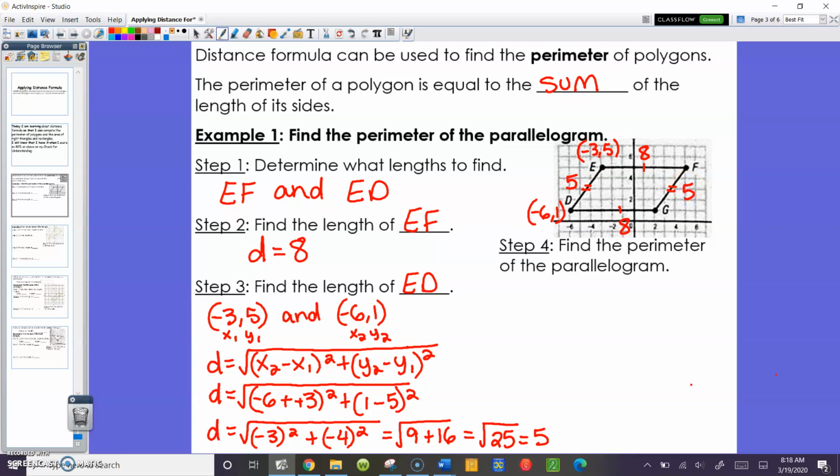So now we can find the perimeter of the parallelogram. The perimeter will equal 8 plus 5 plus 8 plus 5. So the perimeter equals 26.